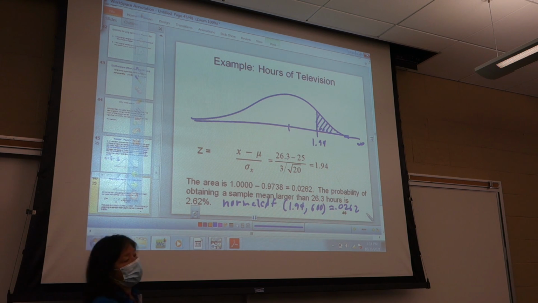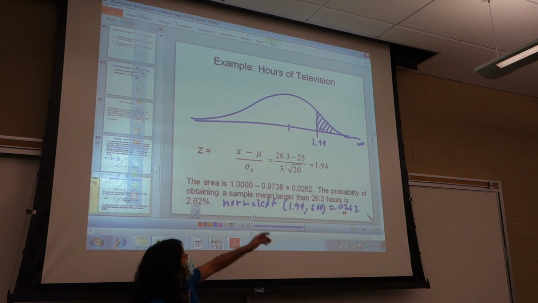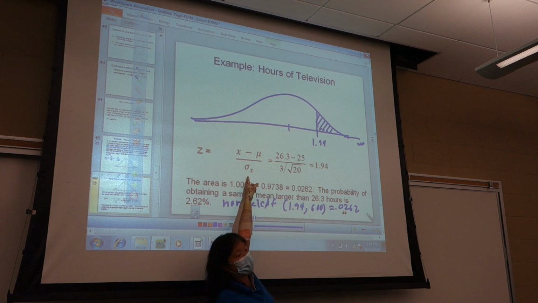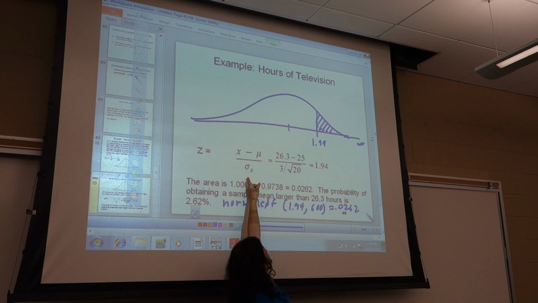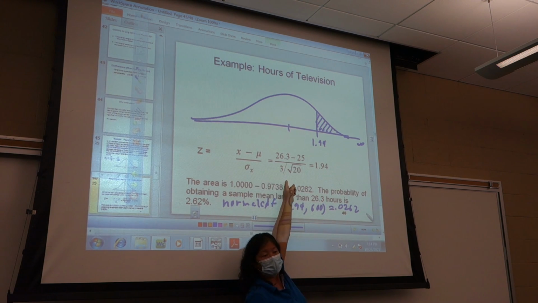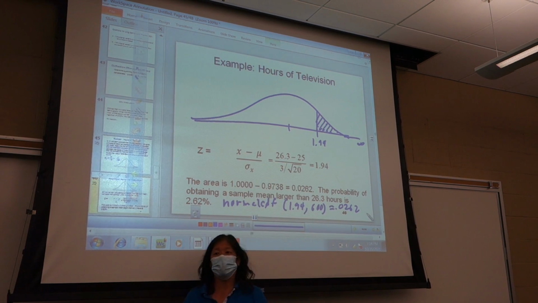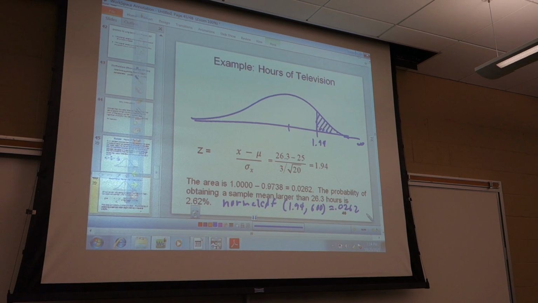So basically it's the exact same thing we've been doing before. The only difference is we have one added difference. Instead of using sigma to find the z-score, use sigma x bar, 3 over square root of 20. That's the only difference between this one and the previous ones: instead of using sigma, we're using sigma x bar.